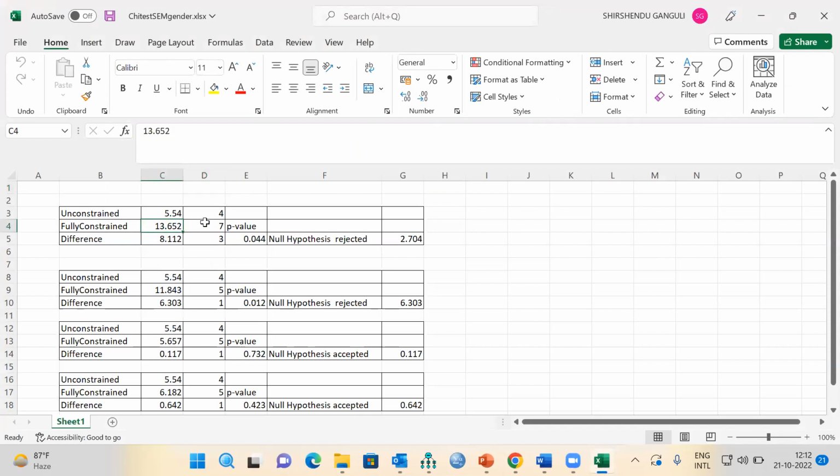So this is the fully constant model with chi-square and degrees of freedom. This is the unconstant model, chi-square and degrees of freedom. So once you have that, this is the difference of chi-square, this is the difference of degrees of freedom, and you check the chi-square test for difference of chi-square by difference of degrees of freedom, whether it is significant or not. From the p-value, it is significant, and since it is significant, we can say that the moderation effect is there. That means the females and males behave differently for this model.